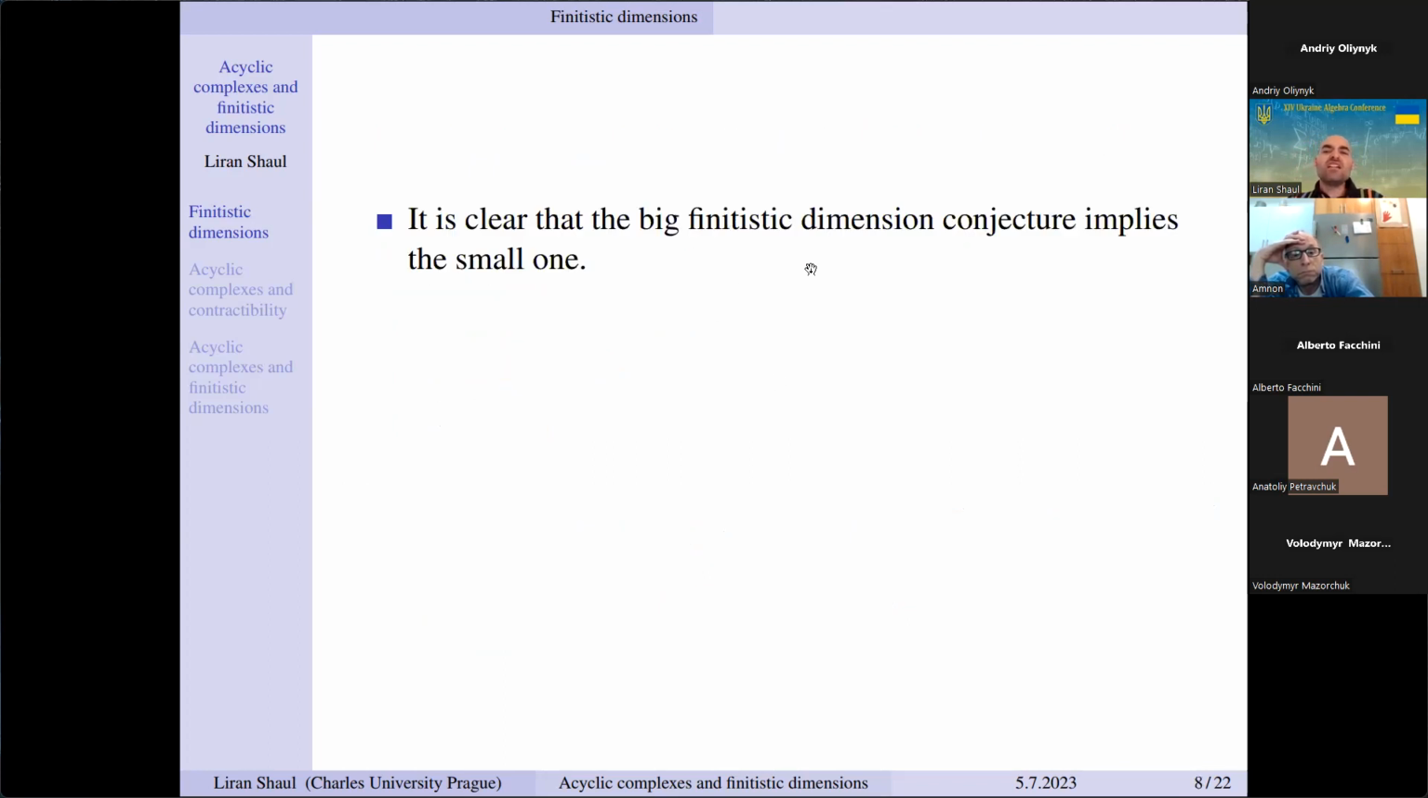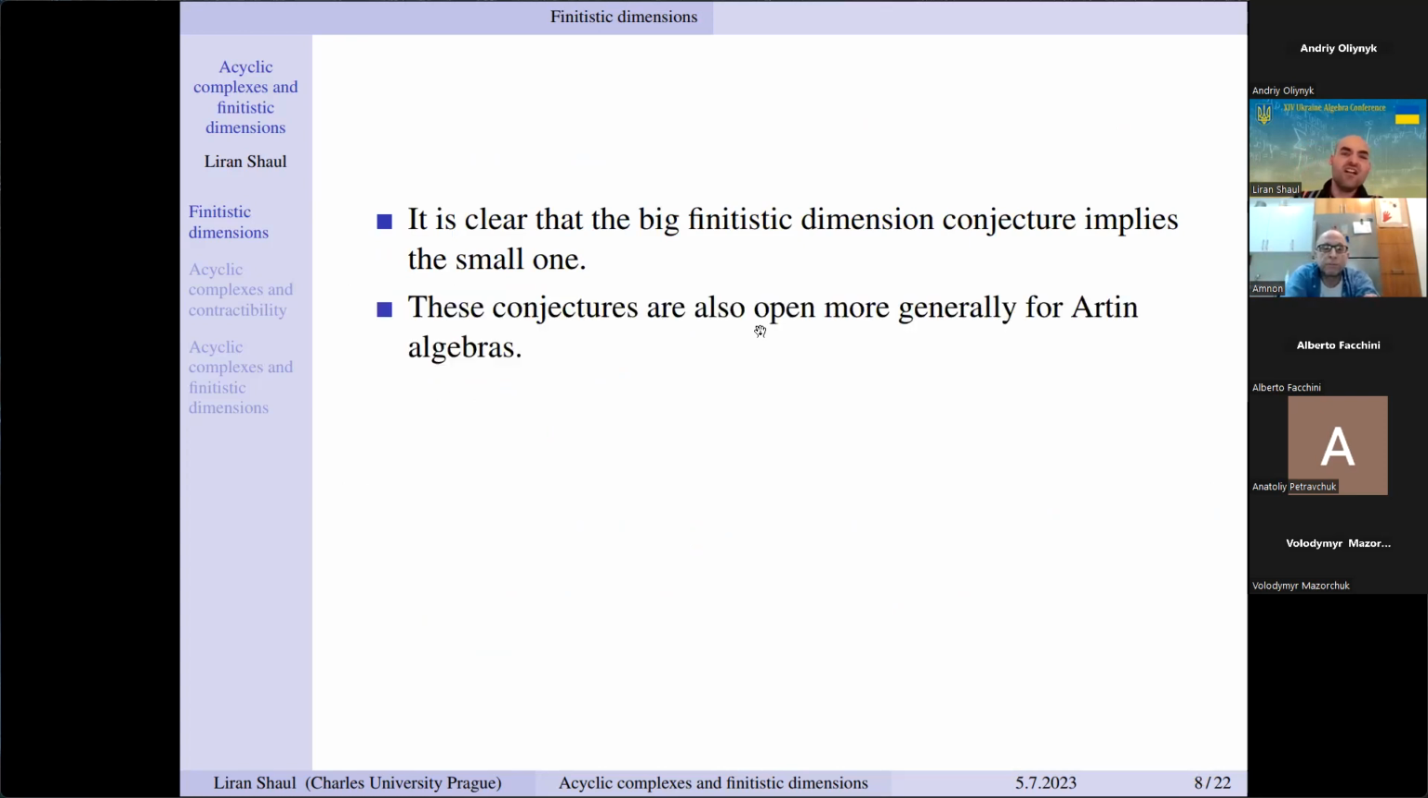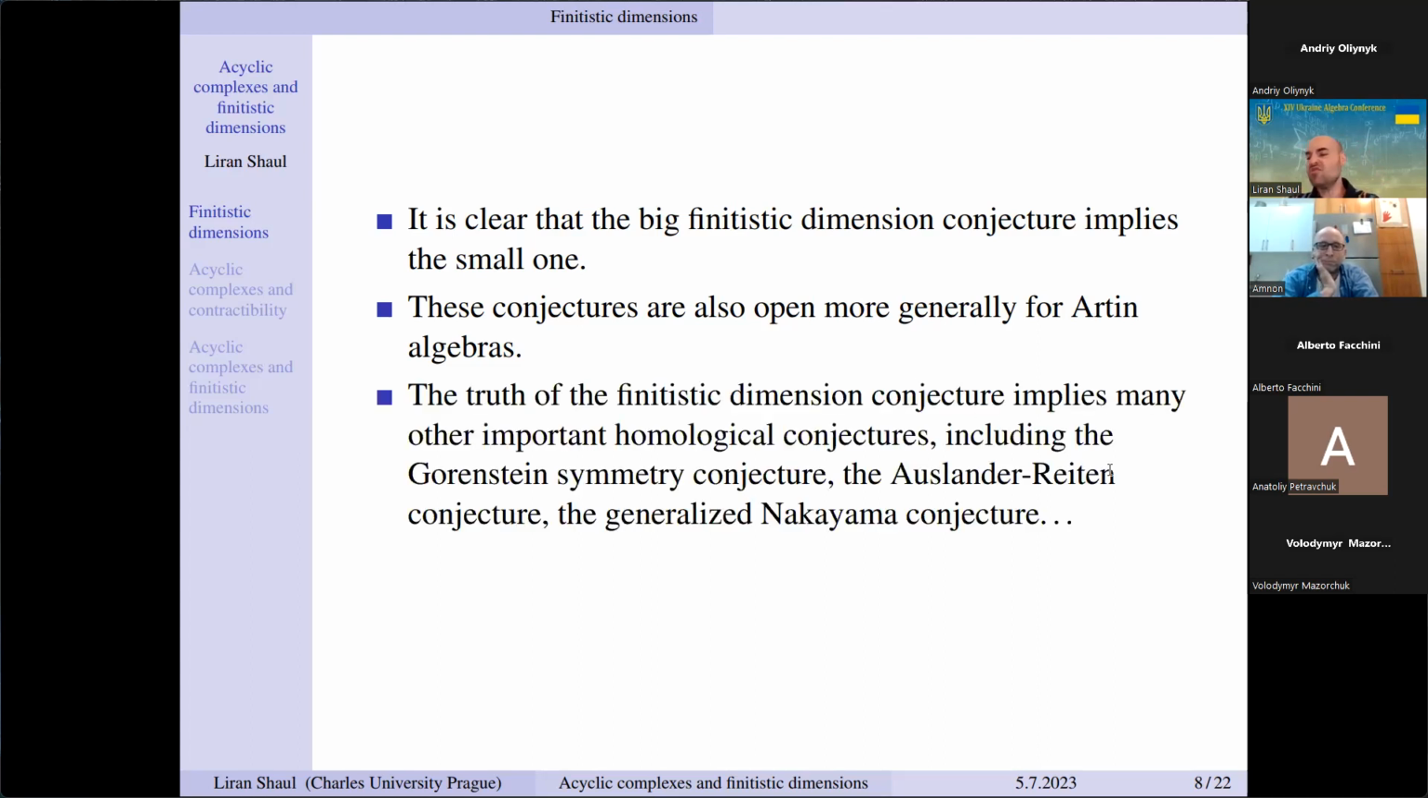Of course, the big one implies the small one, because if all modules of finite projective dimension have a bound on their projective dimension, then the same is true for finitely generated modules. You can also ask them for Artin algebras and for certain other classes of rings, and they are open, of course, in these more general cases as well. And these conjectures are very important, not only because they have been open for more than 60 years, but also because they imply many other conjectures.